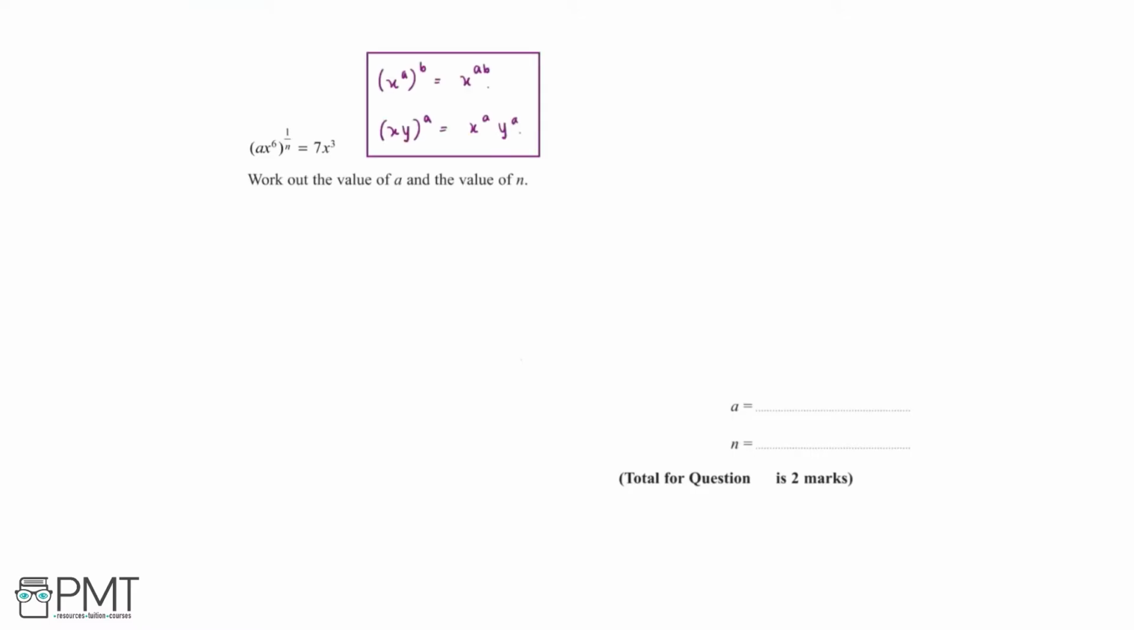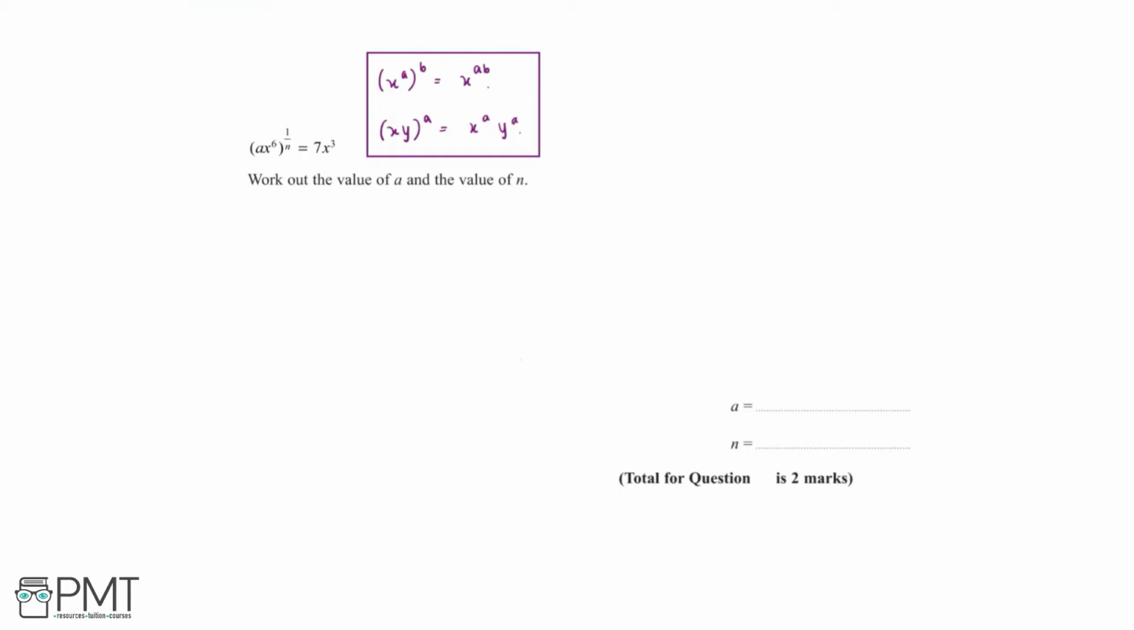The first one is that x to the power of a, all to the power of b, is equivalent to x to the power of a multiplied by b. For example, x to the power of 2, all to the power of 3, is the same as x to the power of 2 times 3, which is equal to x to the power of 6.